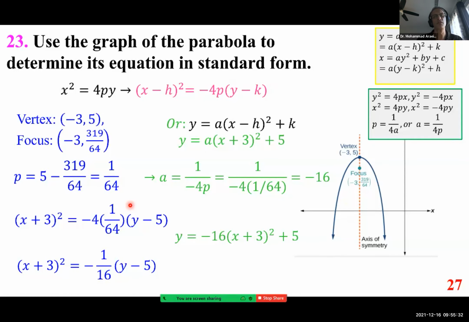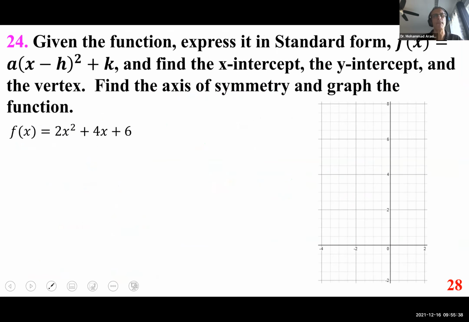So that's as far as finding the equation in standard form is concerned. Given the function expressed in standard form, f of x equals a times x minus h quantity squared plus k, in this format, find the x-intercept, the y-intercept, the vertex, the axis of symmetry, and the whole enchilada, basically.